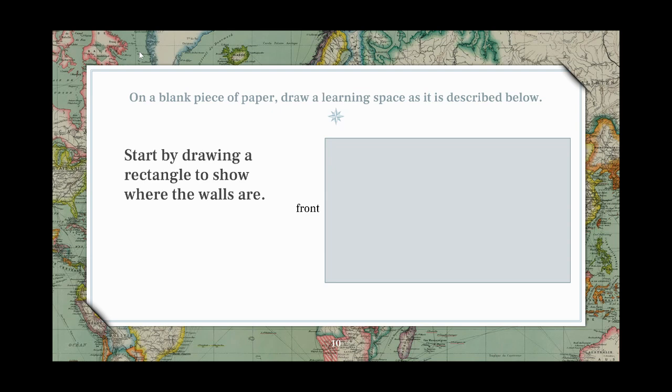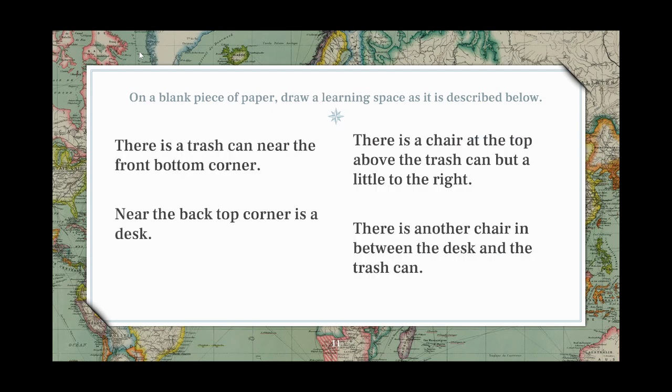So you should have a rectangle on your paper, and you should probably put the word front on one end of there just so you know which direction your learning space is facing. So I'm going to describe to you what is in this learning space, and based on my general description, I want you to draw this learning space as accurately as you can. All right, here we go. So near the front bottom corner, there's a trash can.